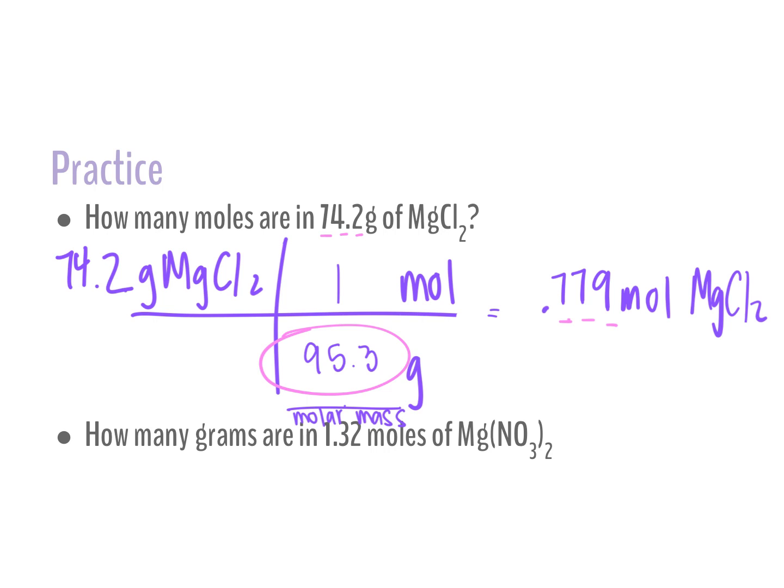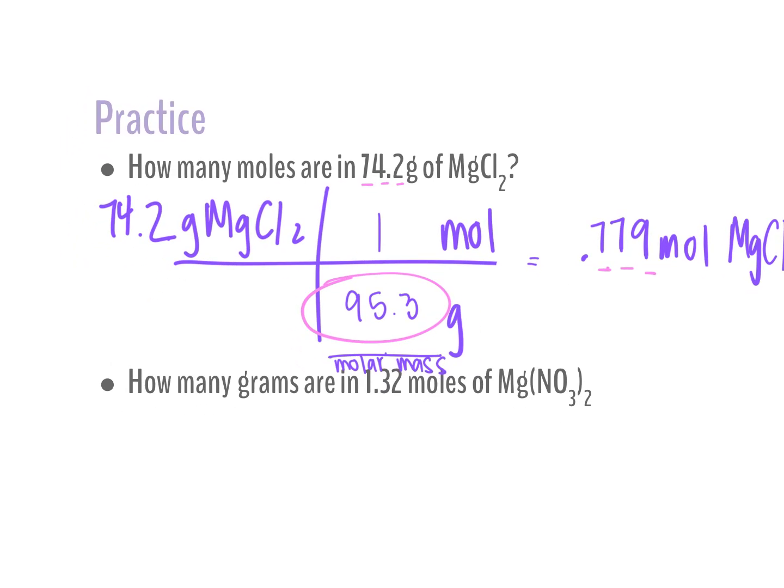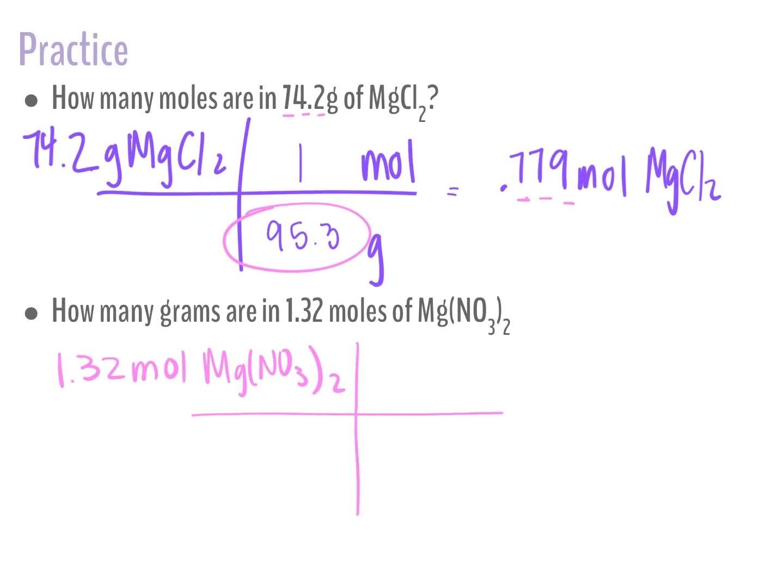Okay. All right, how many grams are in 1.32 moles of magnesium nitrate? I shouldn't have said it. Would you have been able to name that? Hopefully. All right, moles is going to go on the bottom here, grams on top. Moles gets the 1.